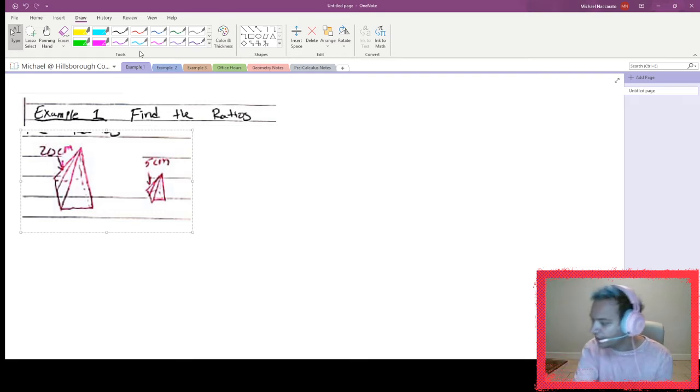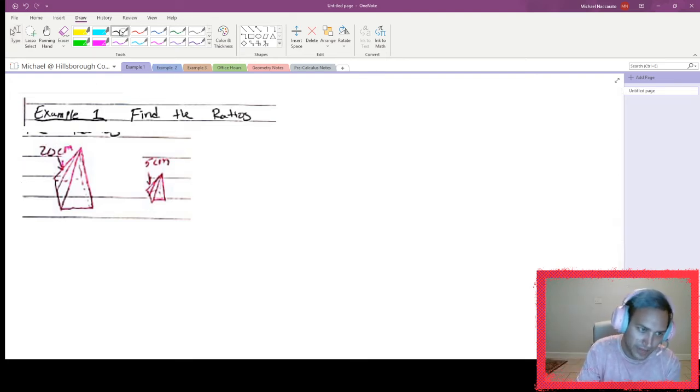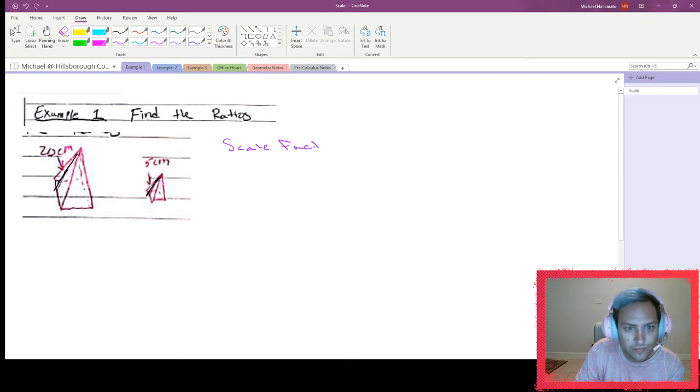Sorry, that was loud. So our first example said, find the ratios given these two rectangular pyramids. And I know they're not the best drawings. I did my best. But you can see that the slant height here is 20. And the slant height here is 5. So I know that their scale factor is 20 to 5, which we could then simplify to 4 to 1.